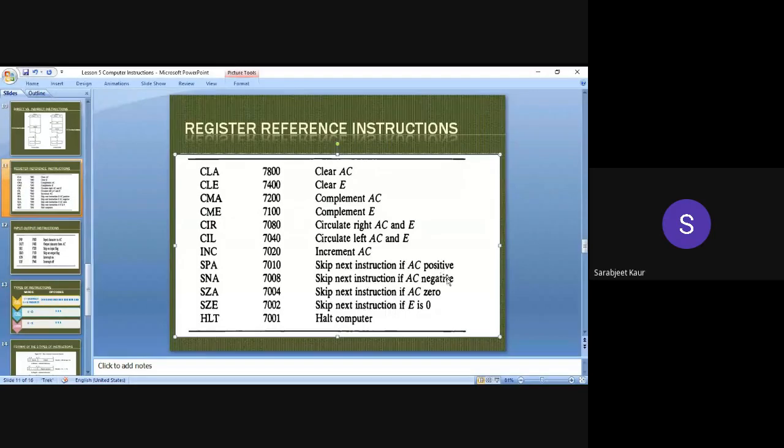Any register, right? So if AC is positive, then skip the next instruction. SNA: skip if negative AC. If the highest order bit in AC is 1, then skip the next instruction. That means PC is equal to PC plus 1. Skip the next instruction means increment PC.